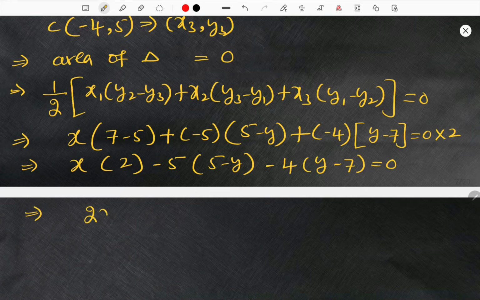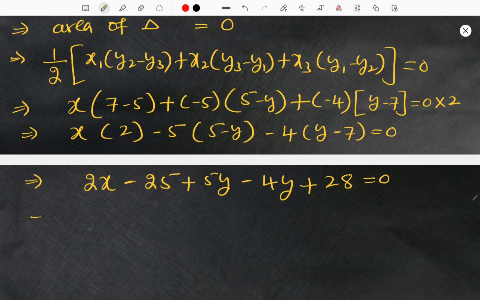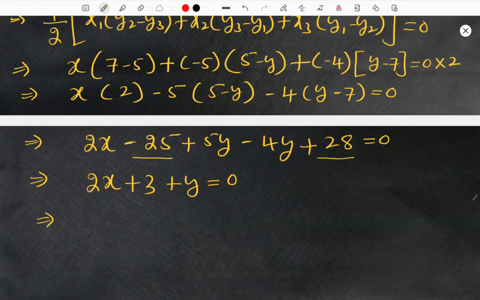x into 2 is 2x, then minus 5 into 5 is minus 25, then minus 5 into minus y is plus 5y. Then minus 4 into y is minus 4y, then minus into minus is plus, and it becomes 28, which is equal to 0. Then afterwards only the 2x term is there, then minus 25 and plus 28. So it becomes plus 3, since 28 minus 25 is 3. Then 5y minus 4y is plus y, which is equal to 0. So 2x plus y is equal to minus 3.